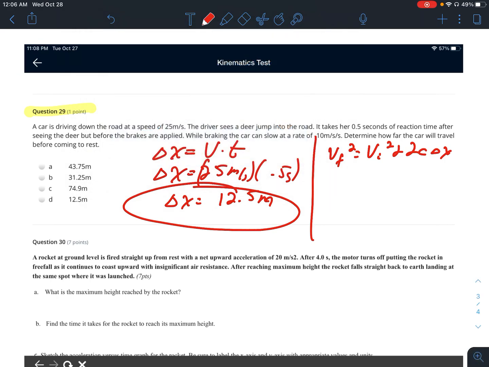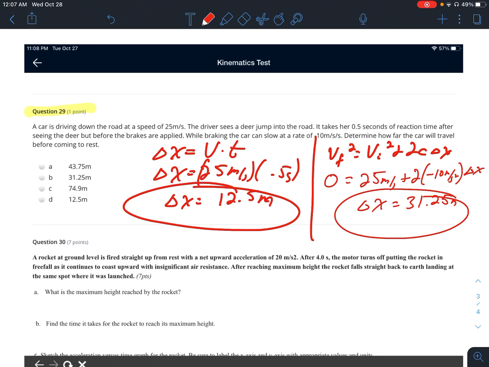So we're coming to a stop, so our VF is 0. Our VI was our 25. Even though we're going to be doing 25 meters per second for that reaction time, that's still going to be our kind of initial velocity when we start to slow down. Since we are slowing down, our acceleration is negative, and we can solve for delta x, where delta x is going to be 31.25 meters.